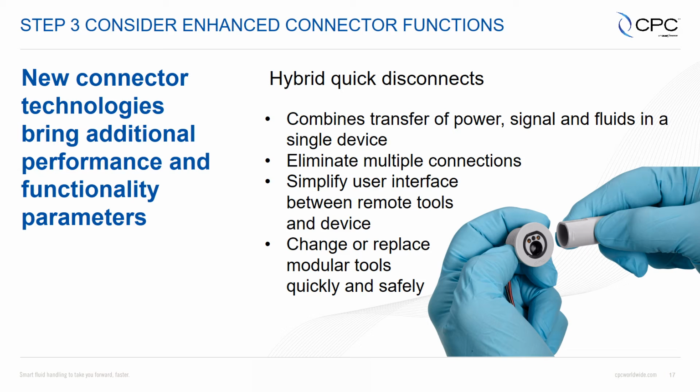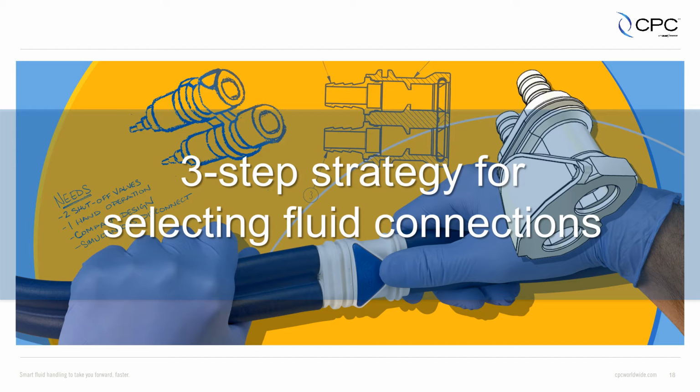Another advanced capability we can do is to combine fluid and electrical connections. And so now we call this the hybrid quick disconnect. It combines the transfer of power, fluid, and signals into a single connection point. It eliminates multiple connections, and it can simplify the user's interface between a remote tool and a device, speeding and making it more safe to change out modular tools.